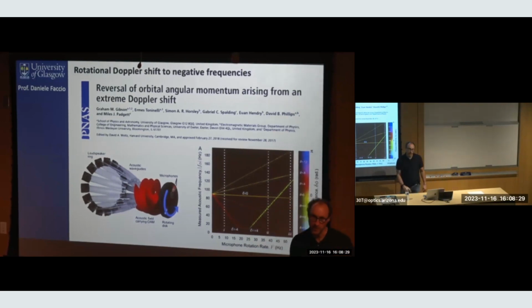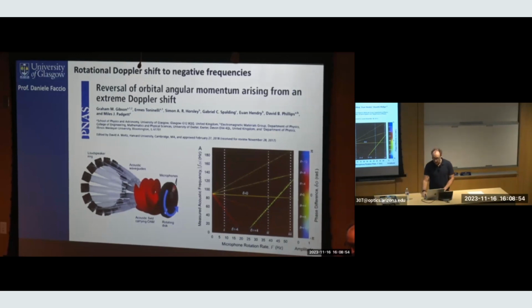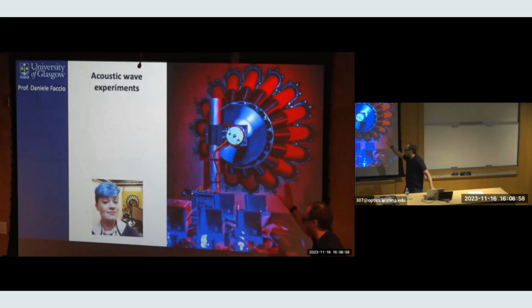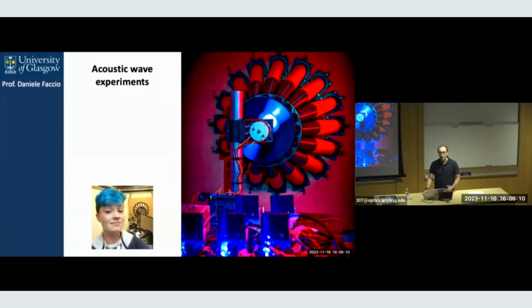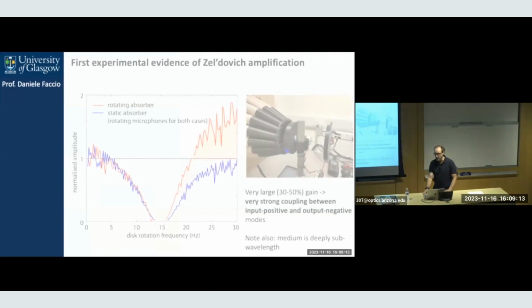But this is what caught my attention, for two reasons. First of all, he managed to find a way, and this is the first time I think anybody had seen this, to rotationally Doppler shift a frequency all the way through DC to negative frequencies in a rotating system. And these are exactly the ingredients that one needs to try and look at the Zel'dovich effect. So we got together, and this is just another photo of the setup. Marion was a PhD student at the time working on this. And we tried to observe not only the negative frequency Doppler shift, but also to see if we could have an amplification associated with that.